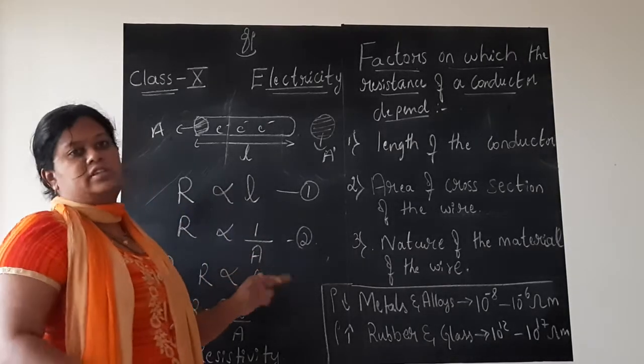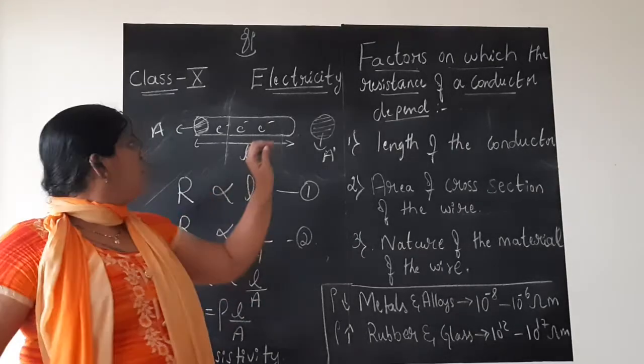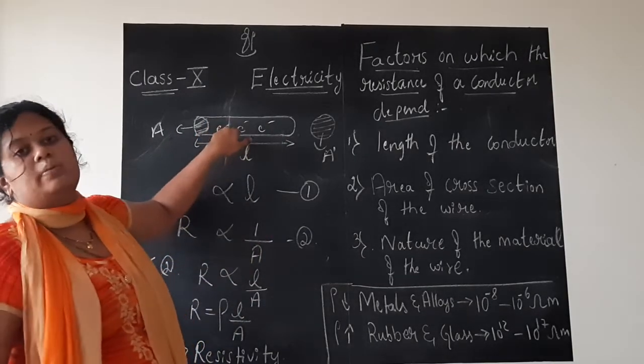In area of cross section, it may be a big roll or a thin roll, as you see here, the wire which we have drawn on the board here.